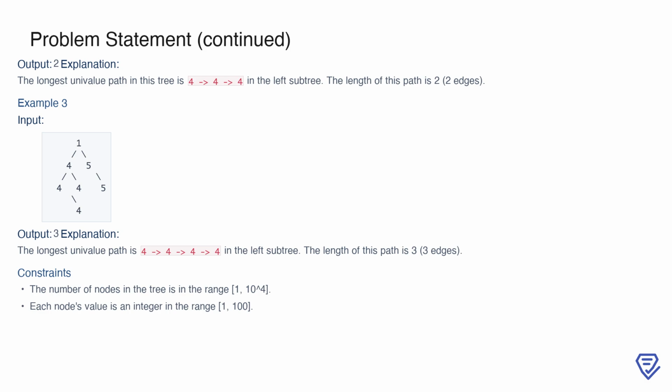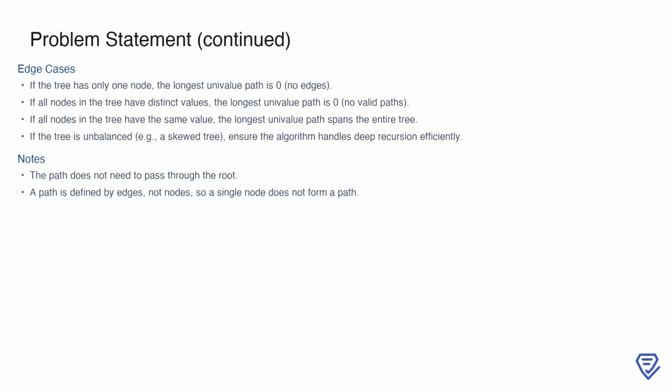In a slightly more complex example, we add another node with the value 4 as a right child to one of the existing nodes in the left subtree. This creates a longer univalue path of length 3, as the path now includes 4 nodes with the value 4 connected by 3 edges. To wrap up, there are some edge cases we need to consider.